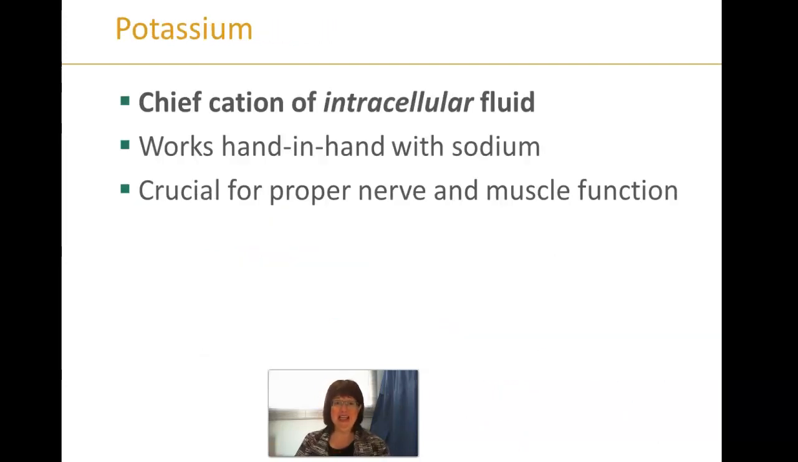Potassium is the main intracellular fluid. Okay, think of sodium, potassium, ATPase pump. Sodium goes out into the extracellular fluid, potassium goes into the intracellular fluid. So they work hand in hand, and they're important for nerve and muscle function.